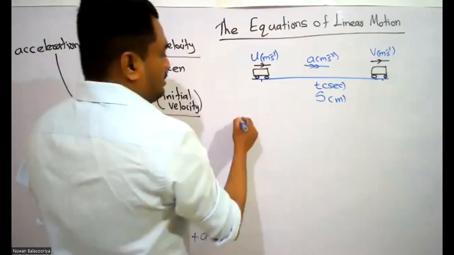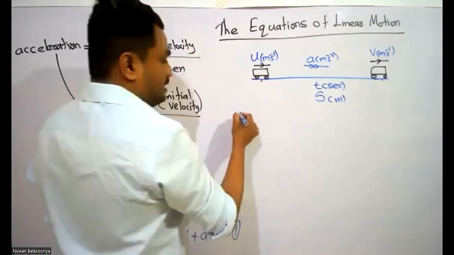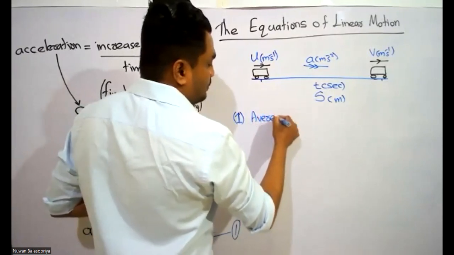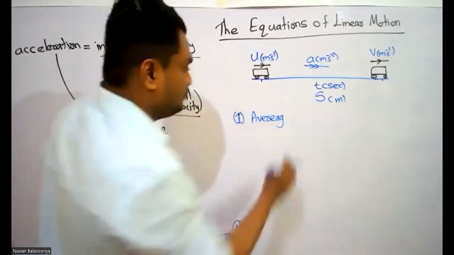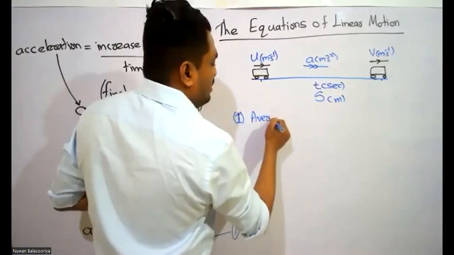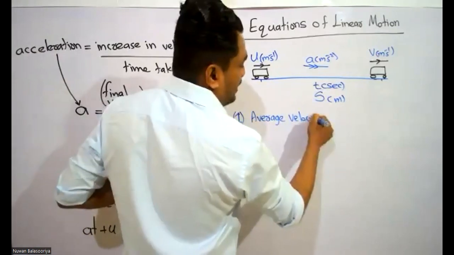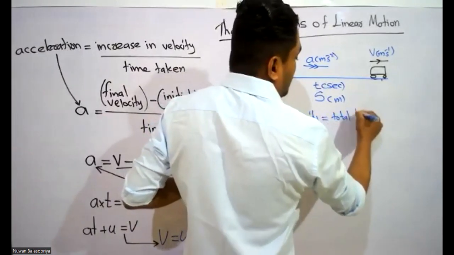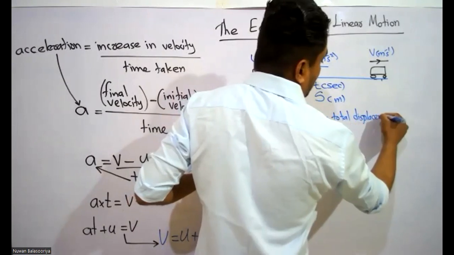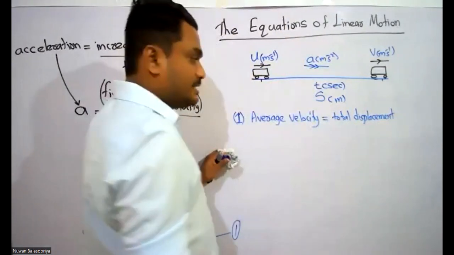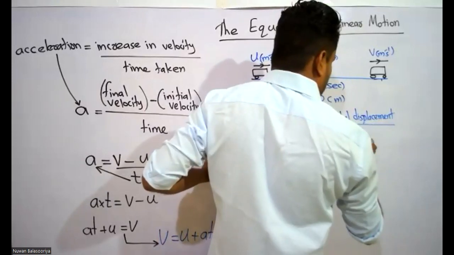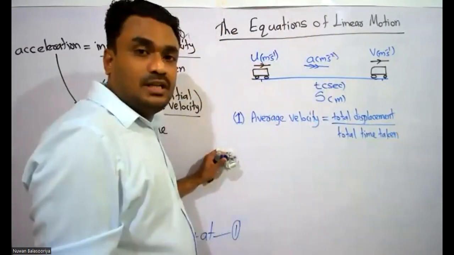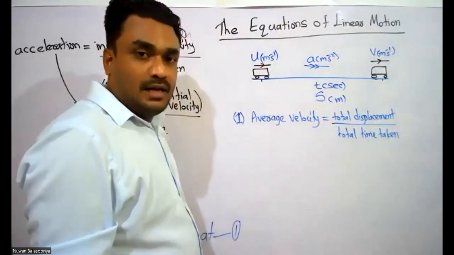Look at the board. The first method is, average velocity equals, please don't write anything, just look at the board. Average velocity equals total displacement divided by total time taken. What is the first method to find average velocity here? Total displacement divided by total time taken.